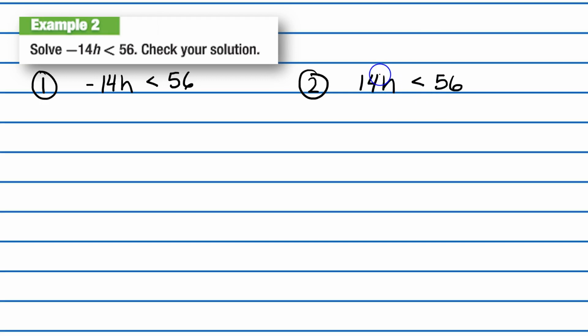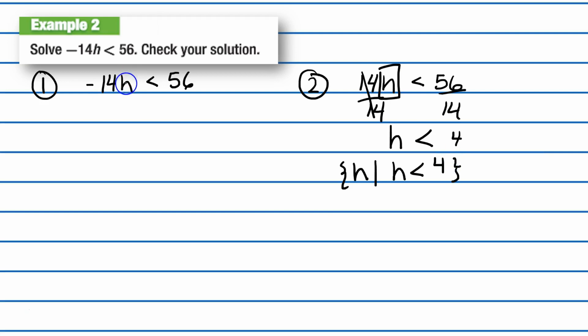I'm going to box your h, divide both sides by 14. When you divide both sides by 14, you're going to get that h is 4. 4 times 14 is 56. This sign is not going to change. It's going to remain less than. When we have our set notation, we're going to say the set of h such that h must be less than 4.